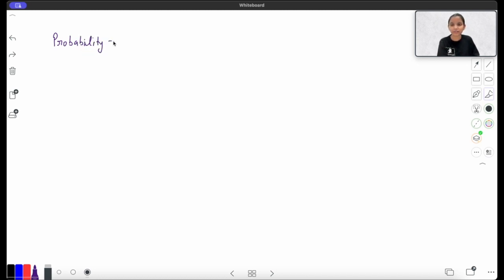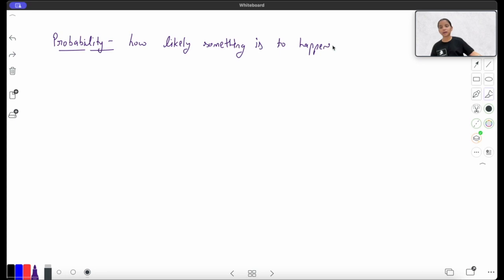Talking about probability, as I mentioned, I will ask you the same question: what is probability? If I define it, it is how likely something is to happen, right? And we calculate the probability corresponding to some events. Whenever we say we are trying to find the probability, we are finding the probability corresponding to some events. Let's say probability of event E.